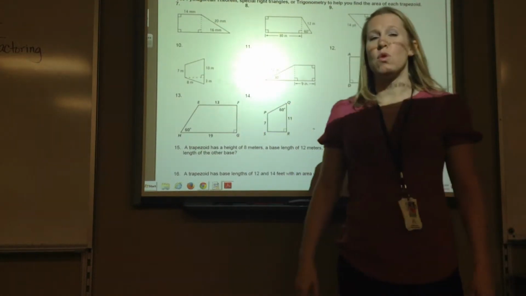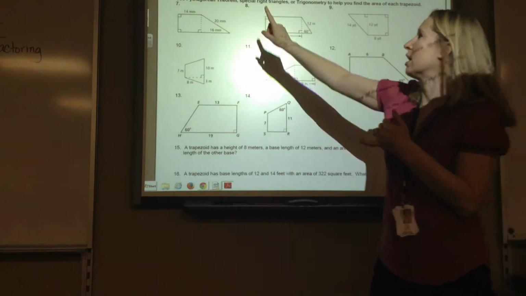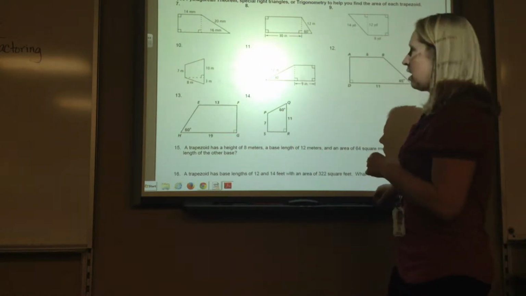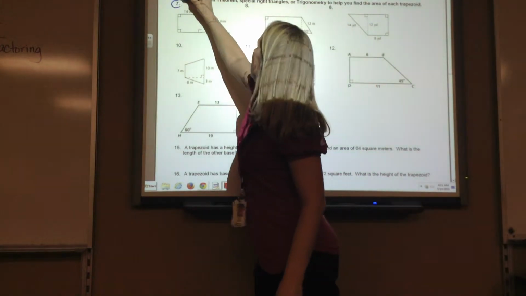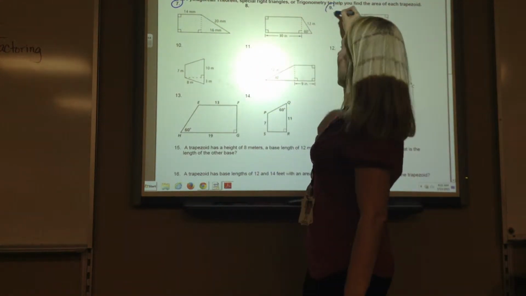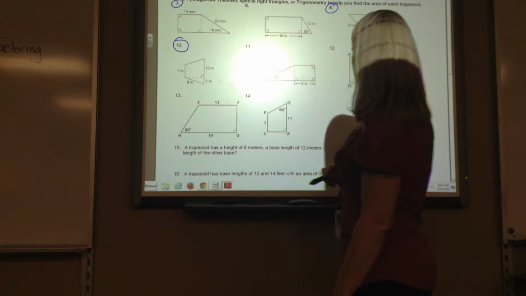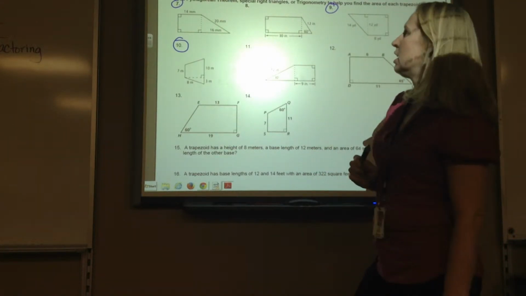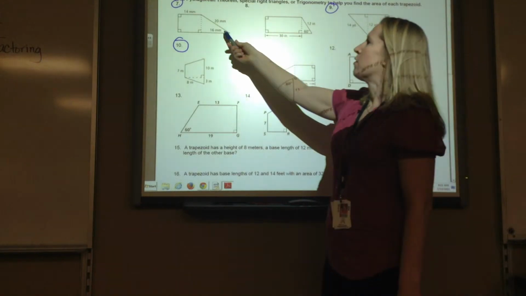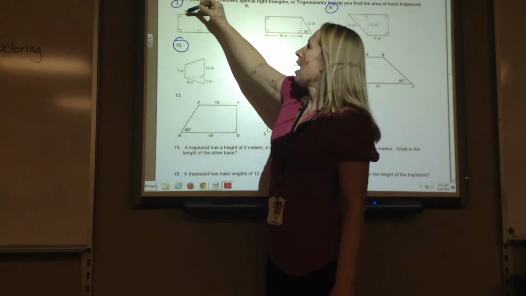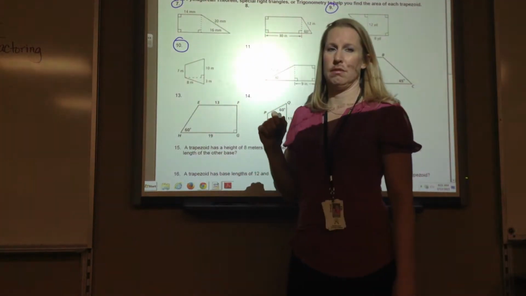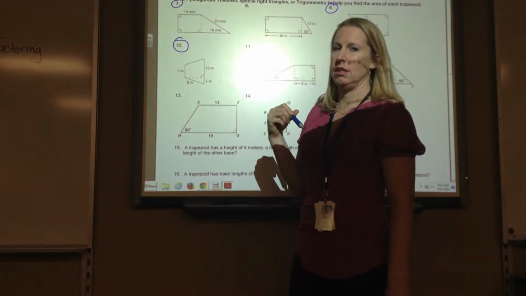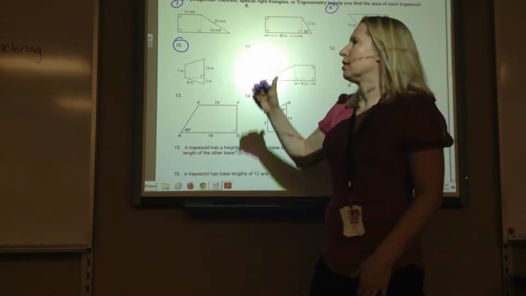For 7 through 14, you're going to have to use Pythagorean theorem and special right triangles to find the area of the trapezoid. Number 7, number 9, number 10, and I think that's it. Those are Pythagorean theorem. So let's look at one of those. If we look at number 7, I know this base is 14. I don't know this base, and I don't know the height. So I have to find a couple things.